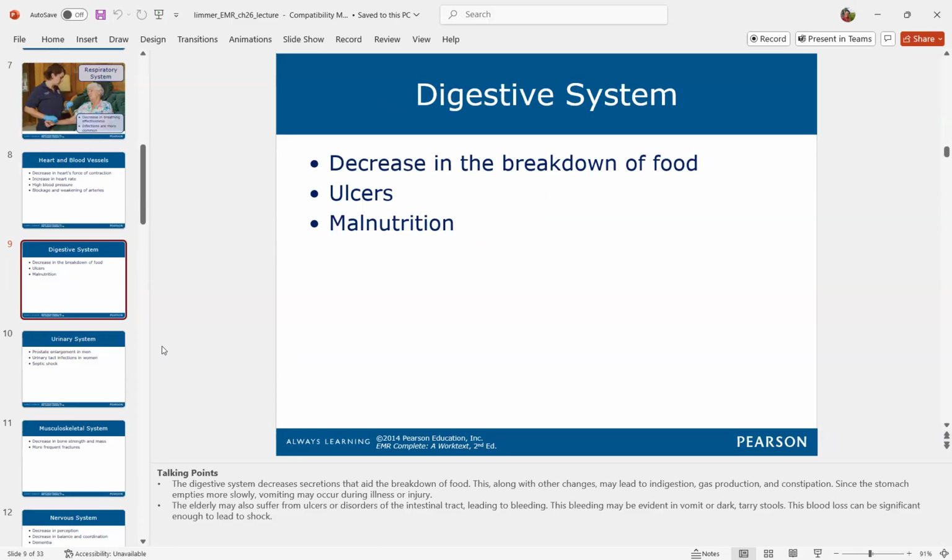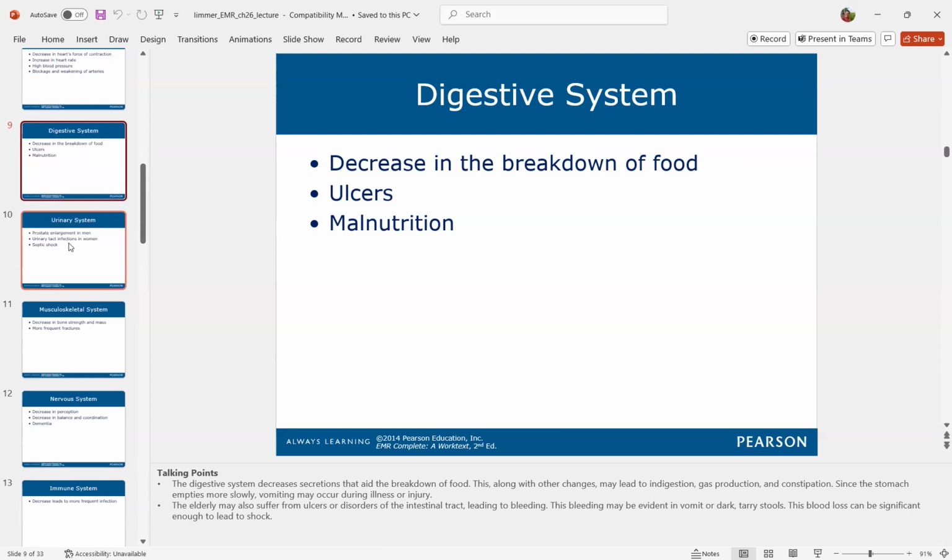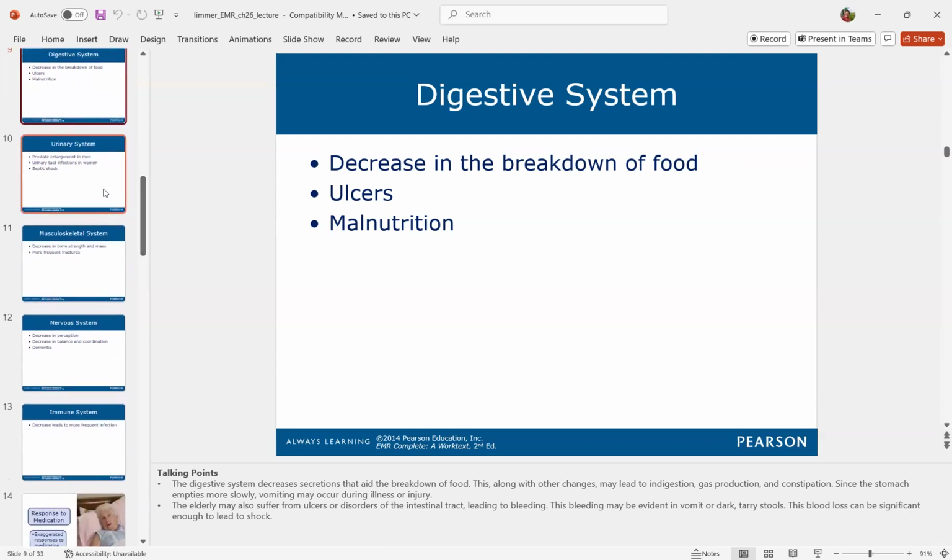So if they're pooping and it's like a dark coffee ground appearance or bright red in color even, or if they're vomiting that, this blood loss can be significant enough to lead to shock in this age bracket. So if we're seeing any of that, we should be calling 911 as well with your patients. That's not normal.